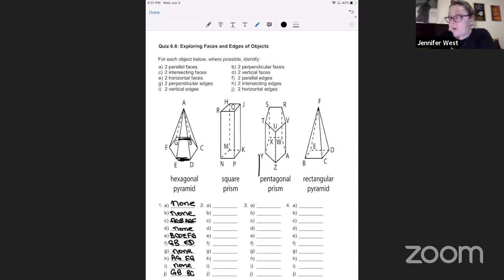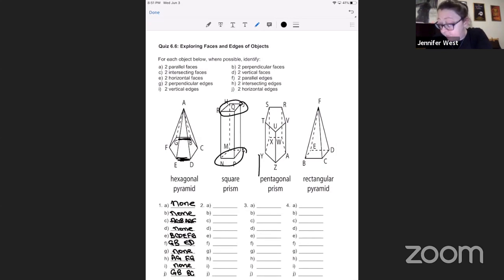Now, let's look at this square prism. I'm only going to do two of these to show you kind of how it's done. 2A says, are there two parallel faces? Yes, there's HJQR and MKPN. So these are parallel.